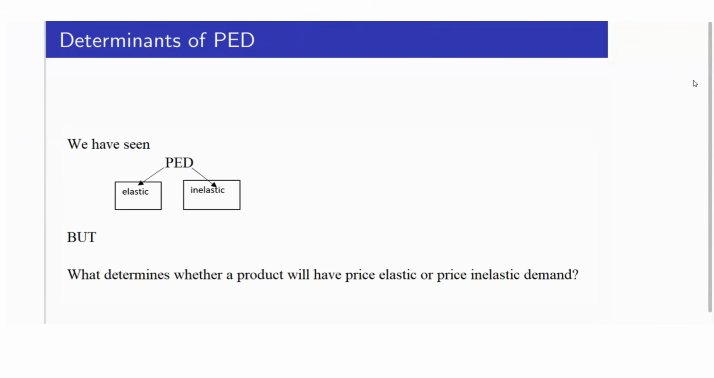We now want to look at determinants of price elasticity of demand. The idea here is that there are certain goods that have elastic demand and certain goods that have relatively inelastic demand. But the question arises: what determines whether a product will have price elastic or price inelastic demand? We've already established demand can be price elastic or price inelastic, but what exactly determines which one we have?